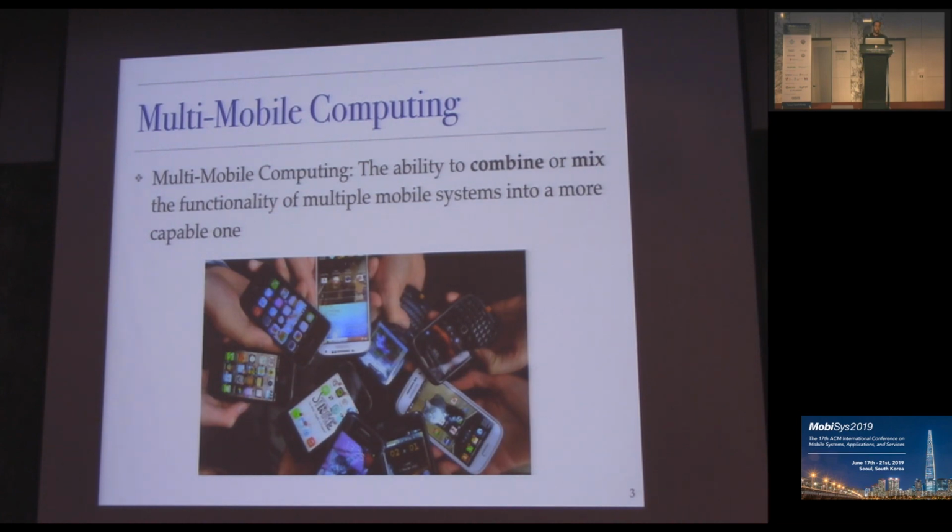So instead of using them in isolation, we want to dynamically combine and mix all the functionality of multiple mobile systems into a more capable one for a better experience. Given the many popular apps out there, we can combine and mix them to do cool things with existing unmodified apps. We refer to this as multi-mobile computing.